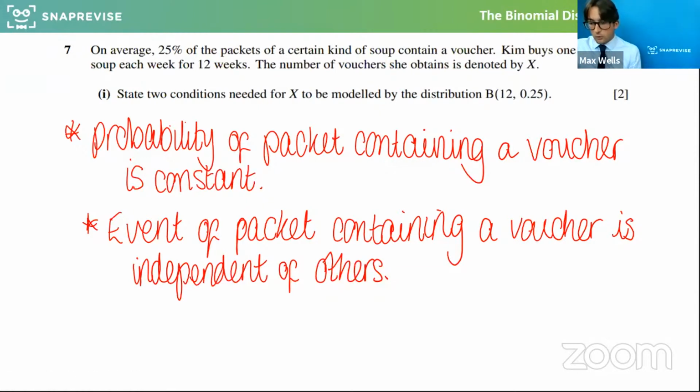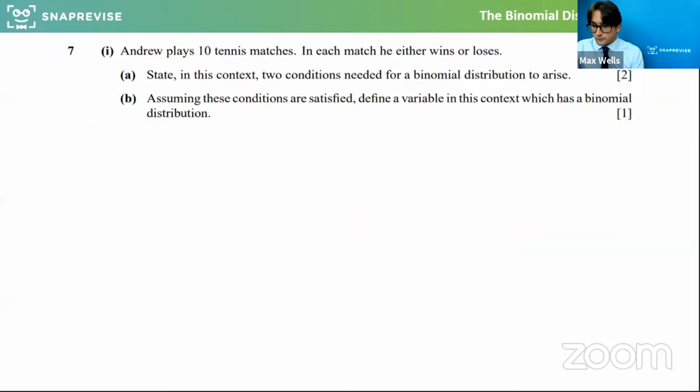So let's look at one more question like this, and then we'll actually do some calculations, and I'll show you some maybe calculator shortcuts and techniques as well for doing binomial calculations. Here we go. Last one of these. Andrew plays 10 tennis matches. In each match, he either wins or loses. State in this context 2 conditions needed for a binomial distribution to arise.